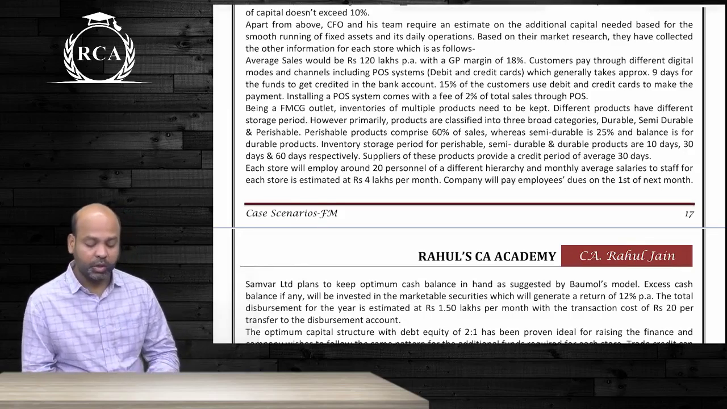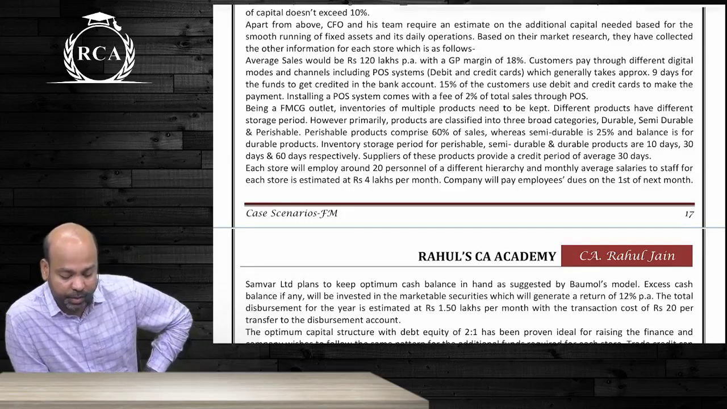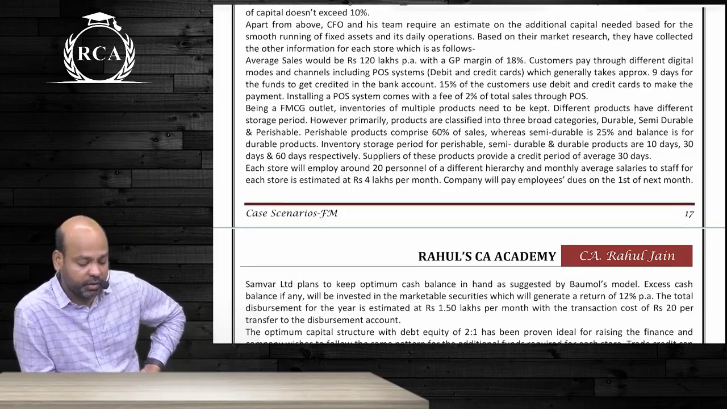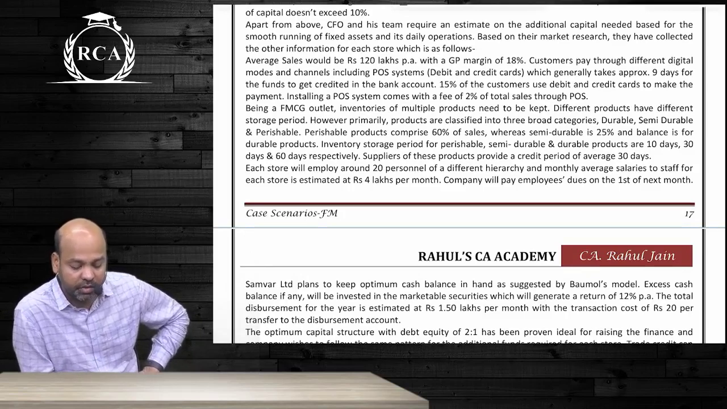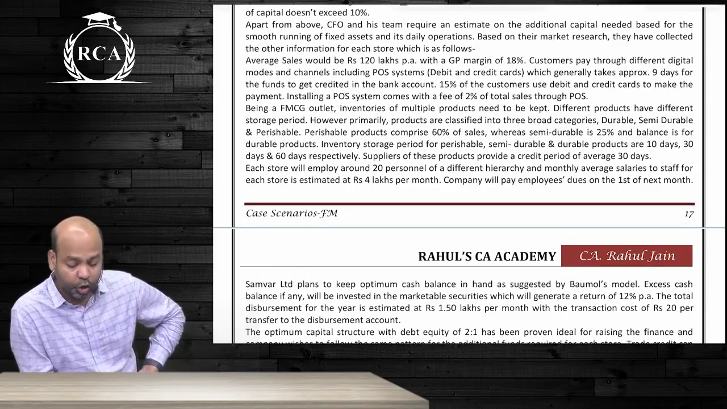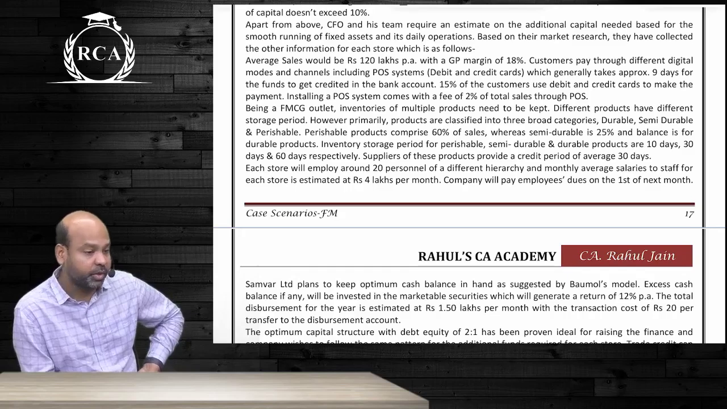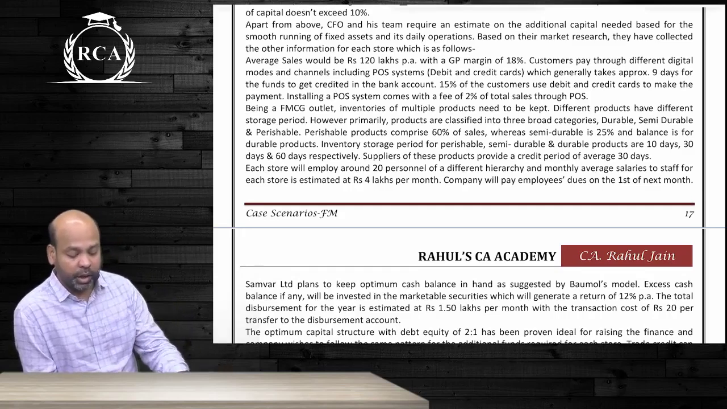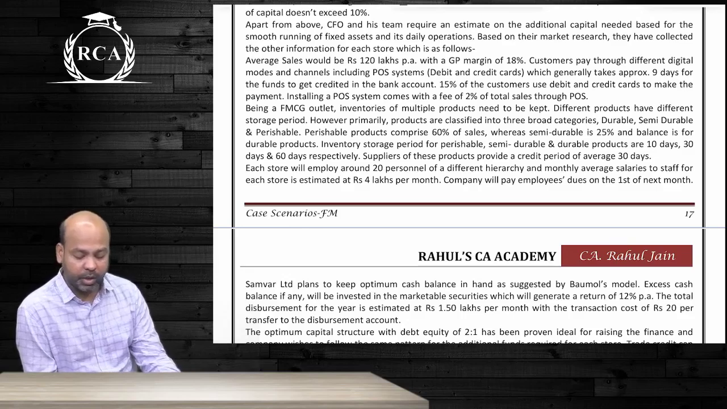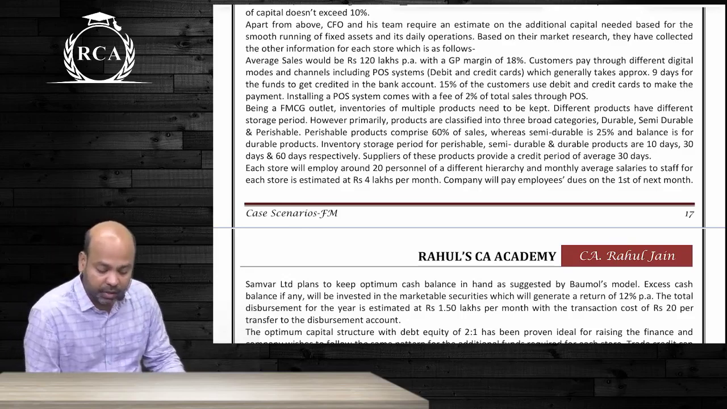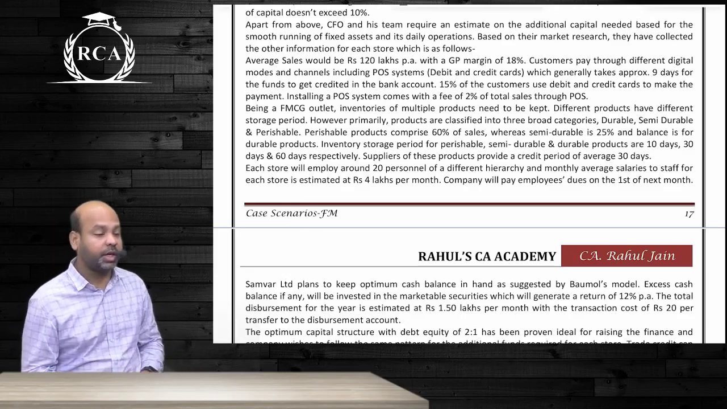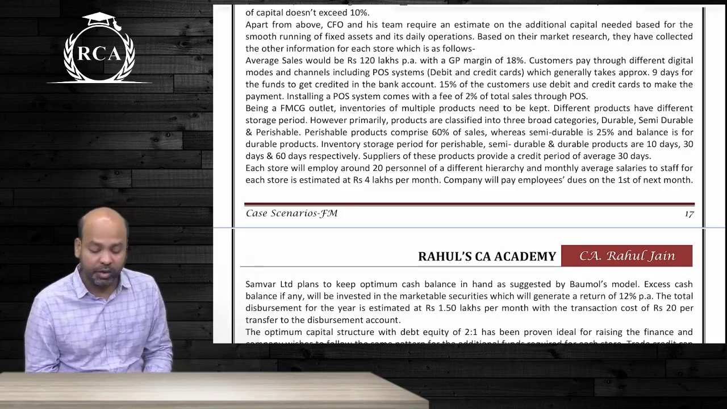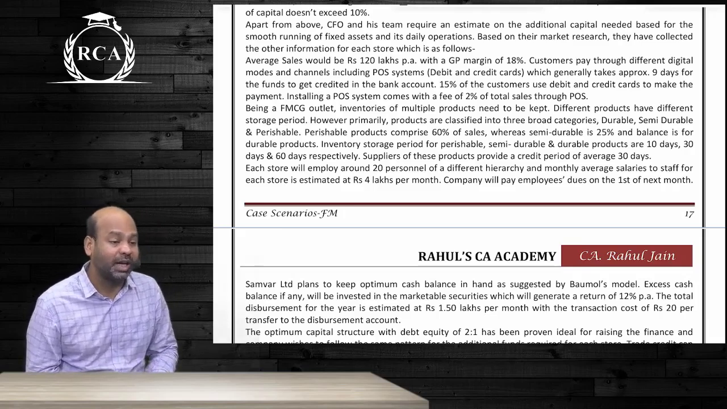Being an FMCG outlet, inventories of multiple products need to be kept. Different products have different storage periods. However, primarily products are classified into 3 broad categories: durable, semi-durable and perishable. Perishable comprises of 60% of sales, semi-durable 25%, balance is for durable products. Inventory storage period for perishable, semi-durable and durable products are going to be 10 and 30 and 60 days respectively. Suppliers of all of these products will provide an average period of 30 days credit. So this point is relevant for computing inventories and for computing creditors.